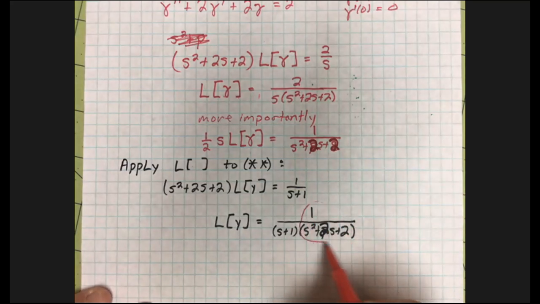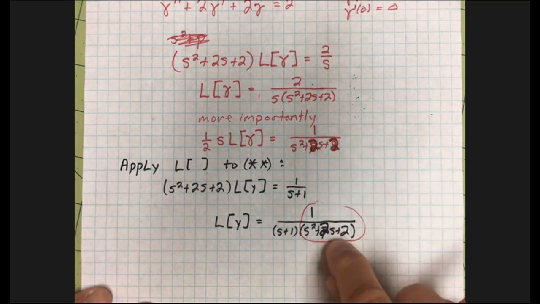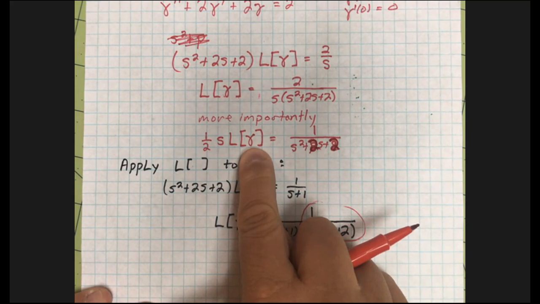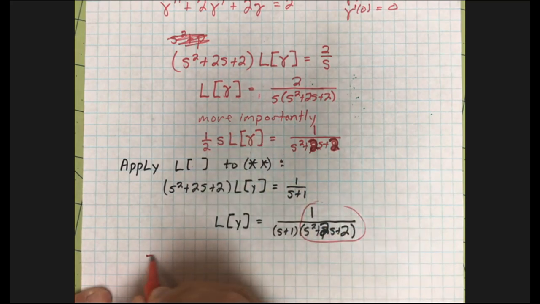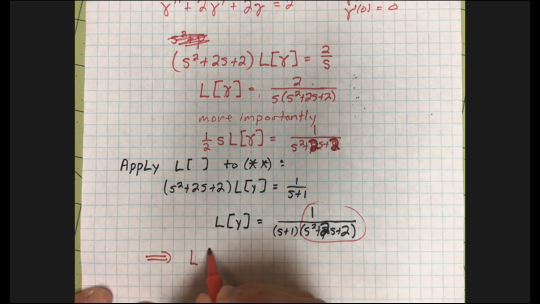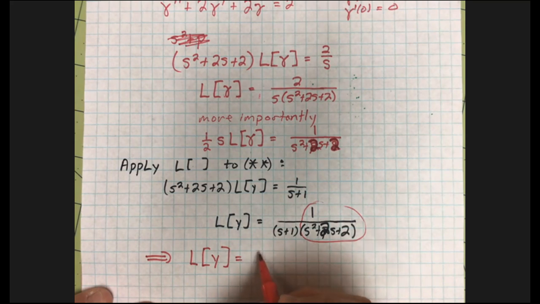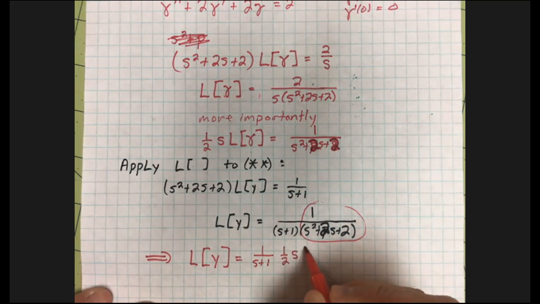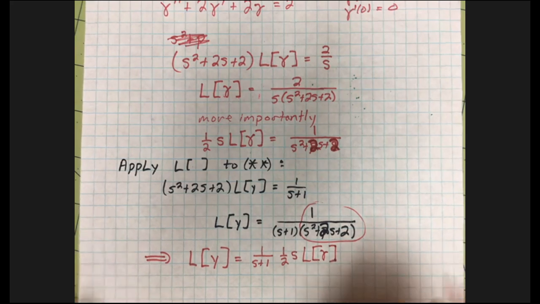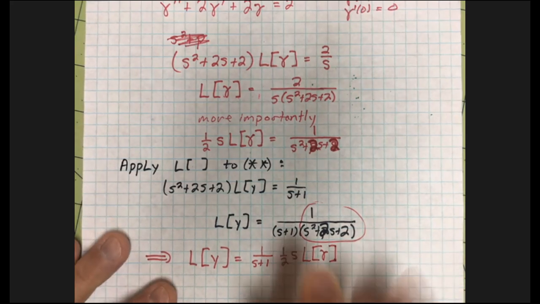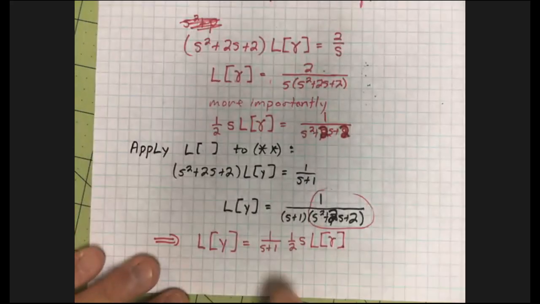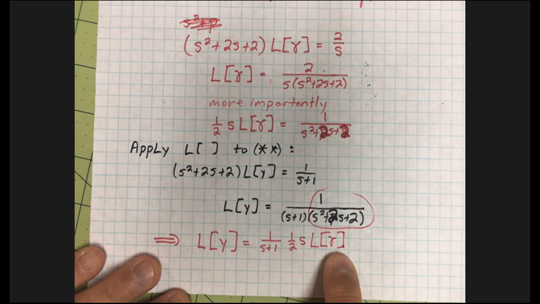Since that fraction appears right here, I can replace that fraction with my known solution, Laplace transform, with this expression right here. So that means that L of y is actually equal to, I'll write it in and then I'll sort it out. 1 over s plus 1, 1 half s, Laplace transform of gamma. And remember, I know gamma. Gamma is up here. But I don't want to throw that in yet.